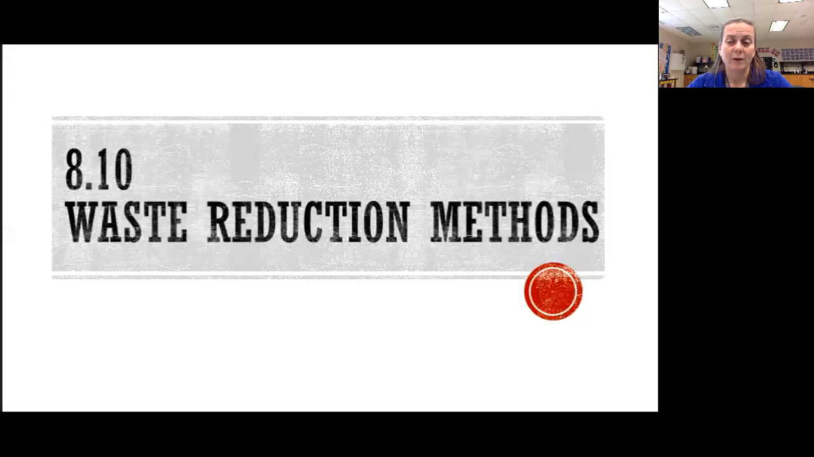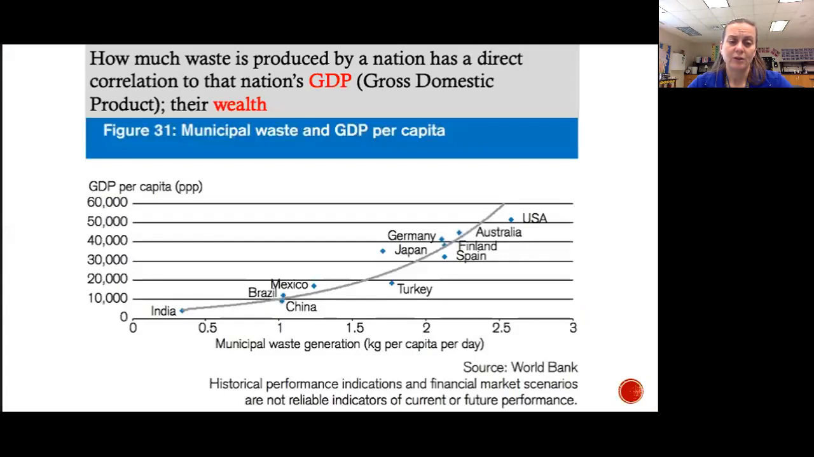So we've talked about what the waste is. Let's talk about how we can reduce it. So it turns out, not terribly surprisingly, that the amount of waste that's produced by a nation is directly correlated to that nation's gross domestic product. In other words, the more wealthy the country, the more waste.